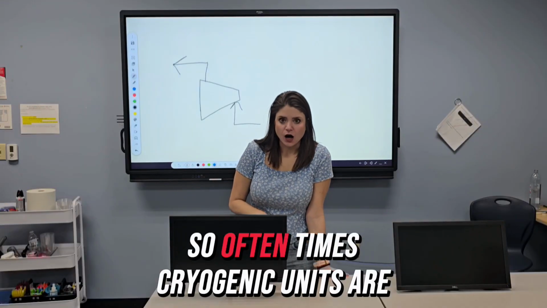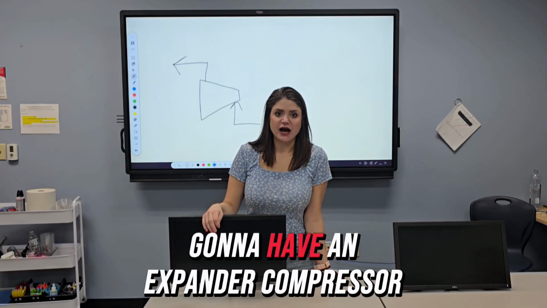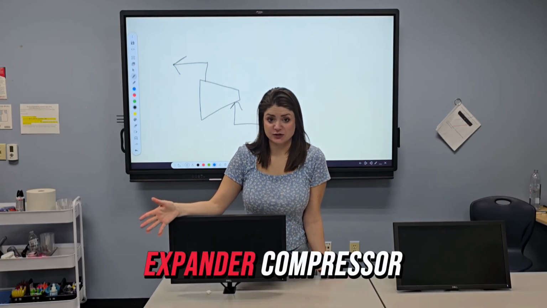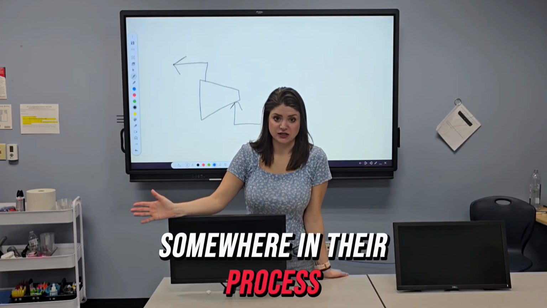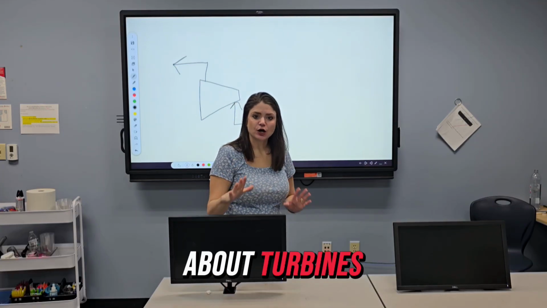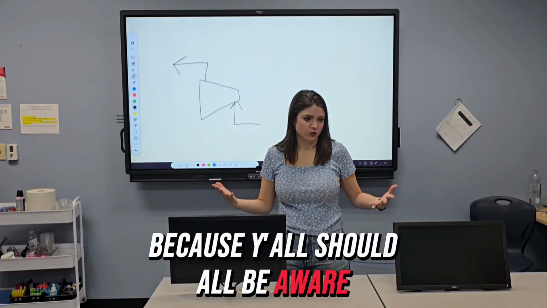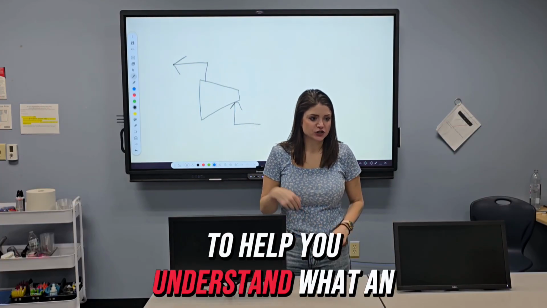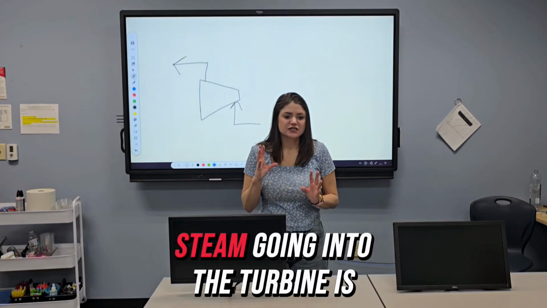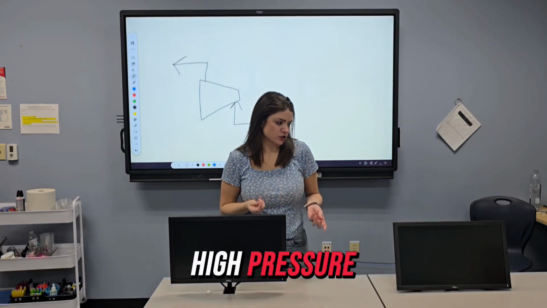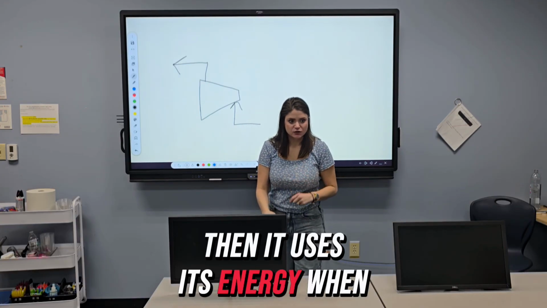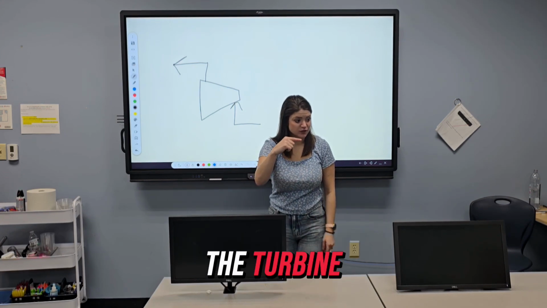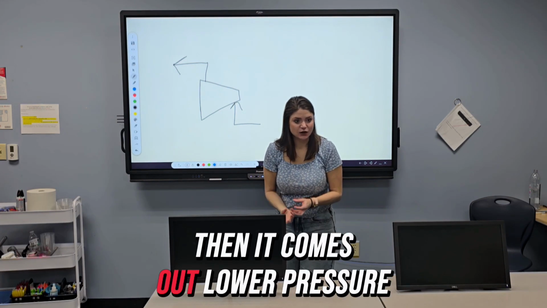So, oftentimes cryogenic units are going to have an expander compressor. Specifically, LNG is always going to have an expander compressor somewhere in their process. We're going to talk a little bit about turbines because y'all should all be aware of how a turbine works and what it does. We're going to correlate that to help you understand what an expander does. Steam going into the turbine, it's high pressure, and then it uses its energy when it catches the buckets or chevrons of the rotor of the turbine, forces it to rotate, and it comes out lower pressure.